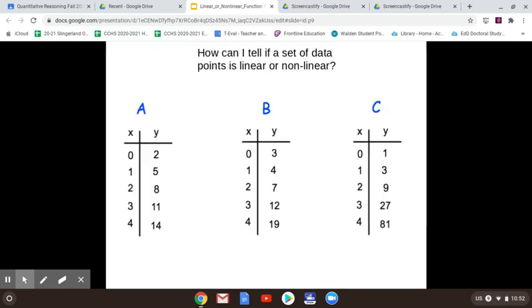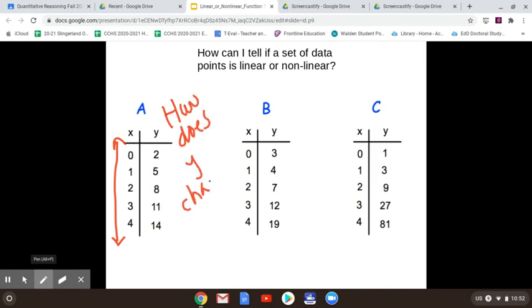How can I tell if a set of data points is linear or nonlinear? Well, we're going to look at the patterns that are being formed from the numbers. So I'm going to look at the numbers in the x column going in order and look at how the y is changing. Okay. And it has to be constant. It has to be a constant rate of change for that to be linear.